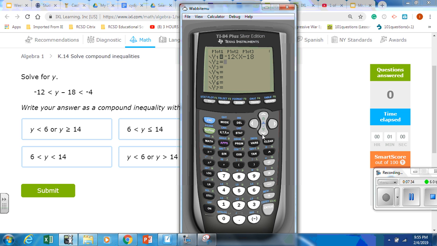I'm going to slide down, and then I'm going to put the right side of the compound. So it is x minus 18. And that's less than. Second, math, less than 5, and negative 4.